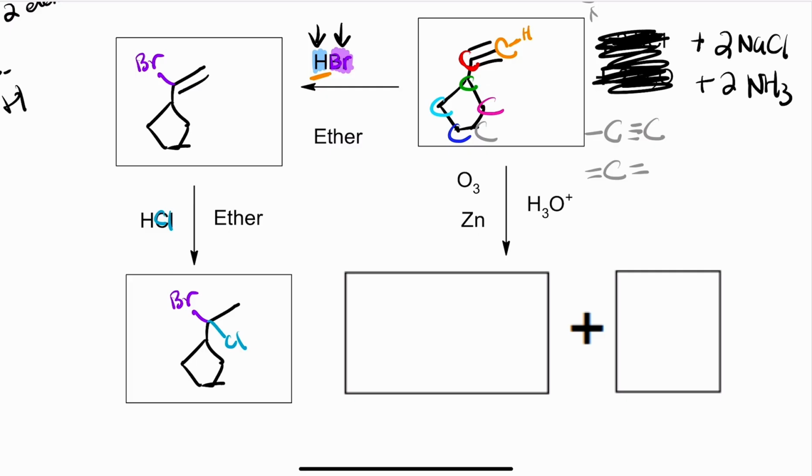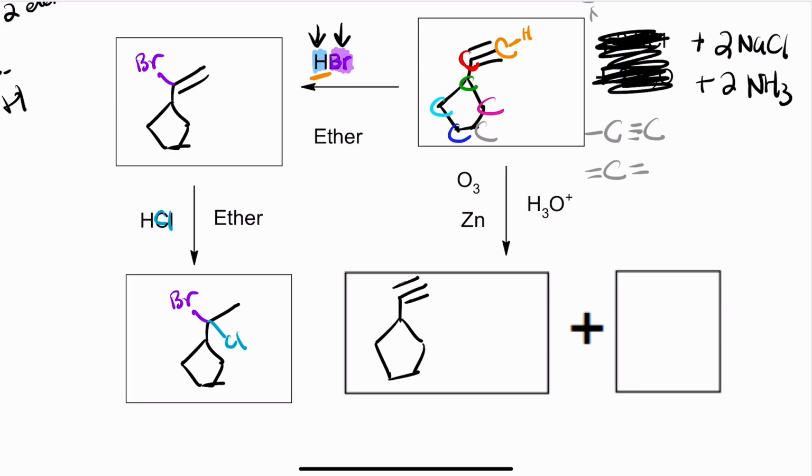So the main thing is the ozonolysis. What does that mean? Ozone, the O3, and zinc with hydronium. What this does is different things depending on what you're starting with. Well, what are we starting with? And you remember, just look at the bonds. We're starting with a triple bond. So let me just rewrite it.